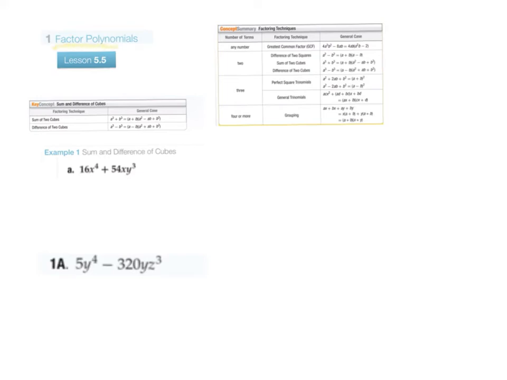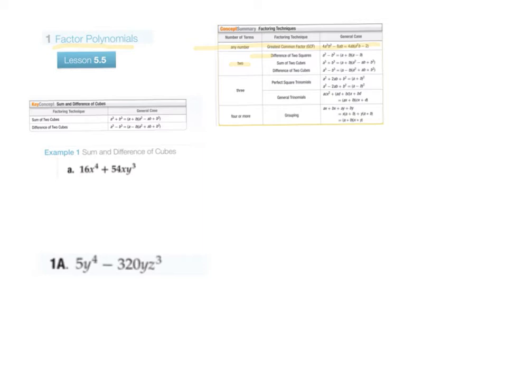What we're going to do now is factor polynomials. So let's review a little bit on factoring. The first thing we always want to do on our factoring is find the greatest common factor. You always want to check to see if you have one of those. If you have two terms, we want to look to see if you have a difference of squares.